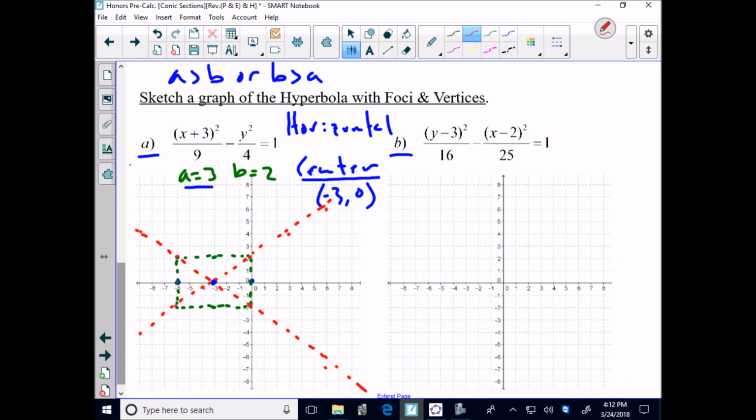And then I'm going to graph the hyperbola along these asymptotes through the vertices. So the right side of my hyperbola is going to go along the asymptotes through the vertices on the side of the box, and then out along that second asymptote. And then right here, the left side of the hyperbola is going to come through that vertex and then out along that second asymptote. So there's a graph of the hyperbola.